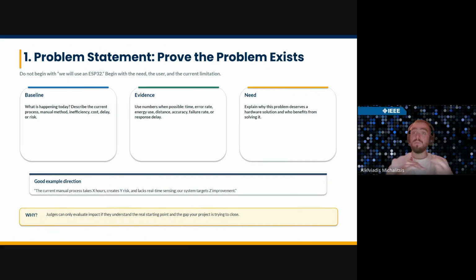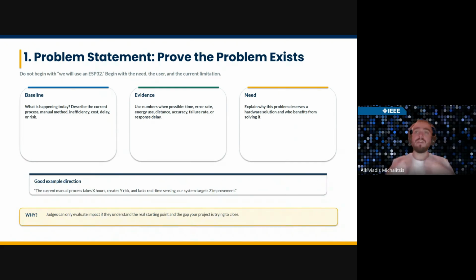So as I said before, we begin from a baseline. What is the current problem? For example, what is happening today? Describe the current process and the manual method. For example, if we don't have an automation or a microcontroller, it's manual. Someone does it, a human does it. Is it inefficient? What is the cost that is created by it? And also the time that is spent. And what about the risk regarding the health and regarding the tiredness and the life potentially of the human?